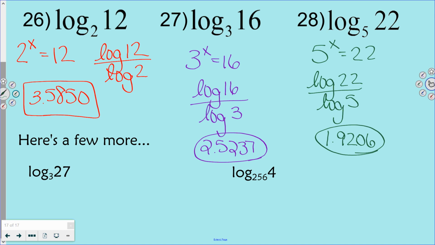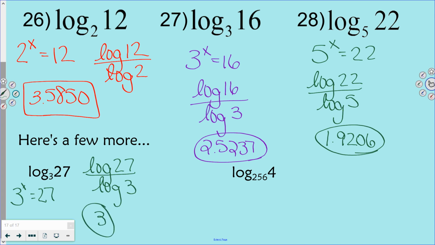I added 2 more to the notes, just so I could be obnoxious and make you write something down. Sorry. So log base 3 of 27. How did you know that so fast? Because what's it asking you? And should we know that one? We should. But if you didn't, it'd be log of 27 divided by log of 3, and we'd find out it is, in fact, 3.